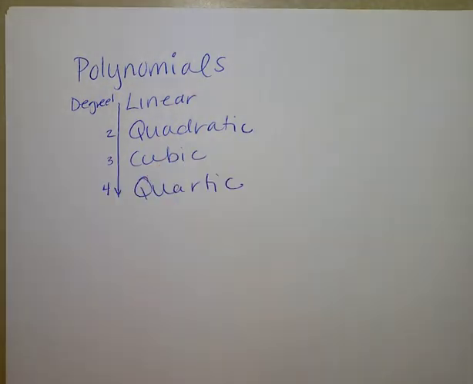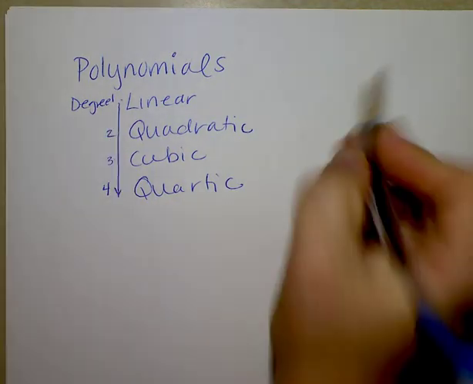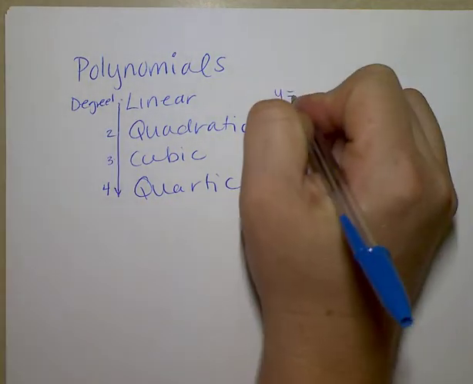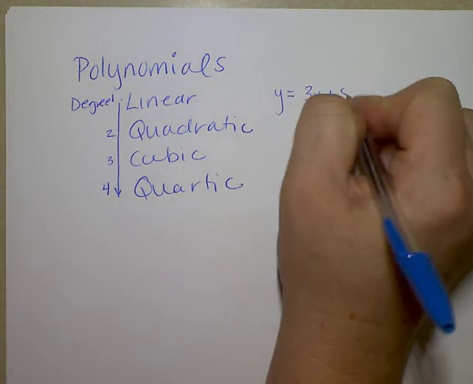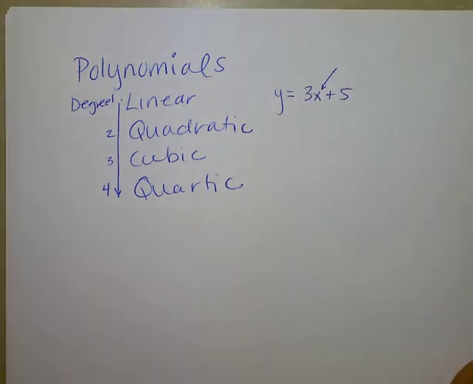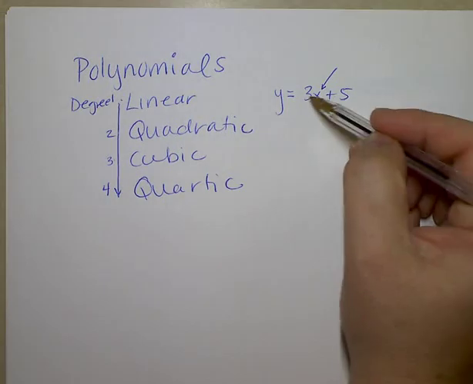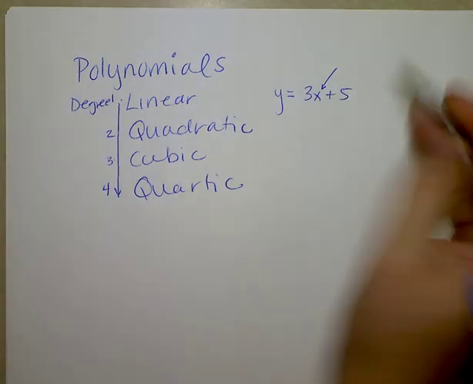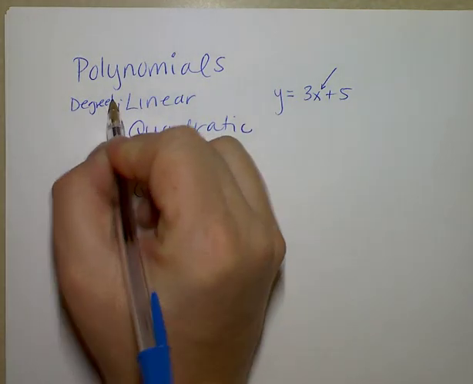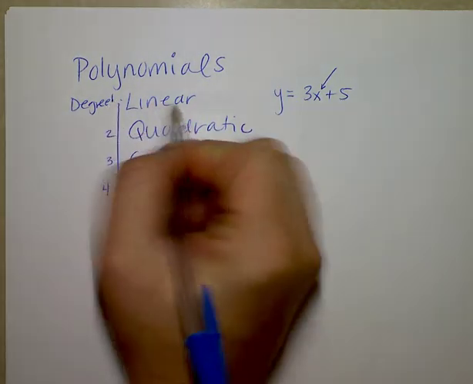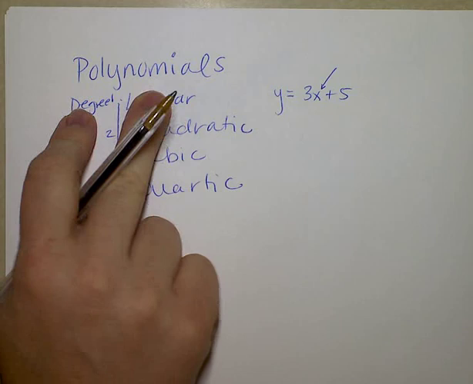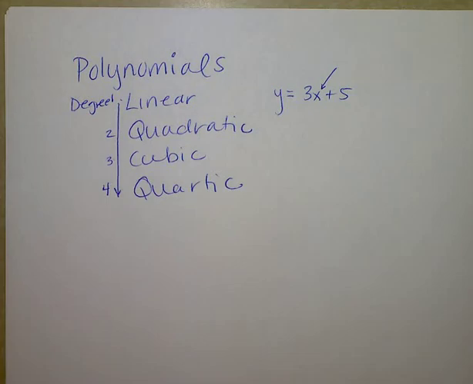What does that mean? It means when you look at an equation, the highest exponent you see is a 1, 2, 3, or 4. An example would be like this. Y equals 3x plus 5. What is the exponent on the x? You don't see one, so what's the hidden exponent? 1. So it has a degree 1. So we say degree 1. It's also known as linear. These are interchangeable words. If they say what's the degree, you say degree 1. If they ask for the term, you say linear.